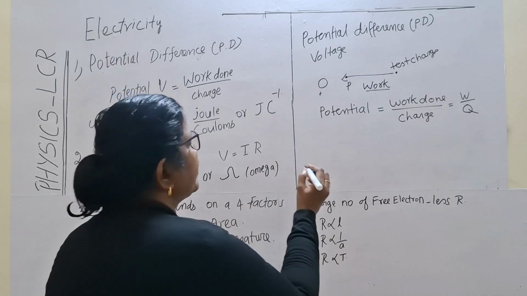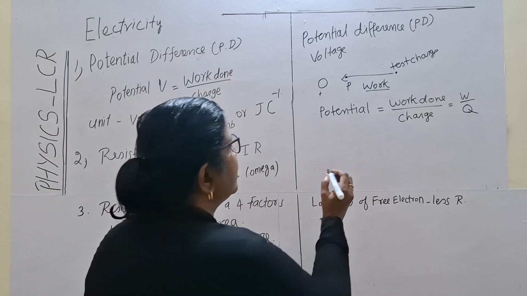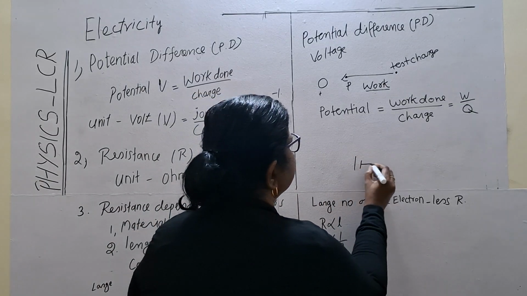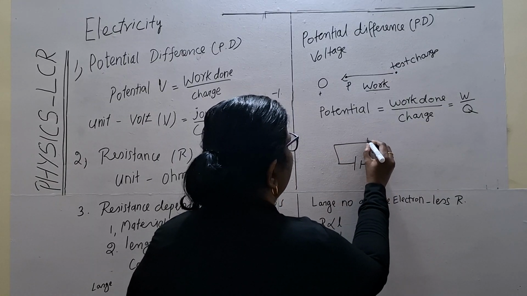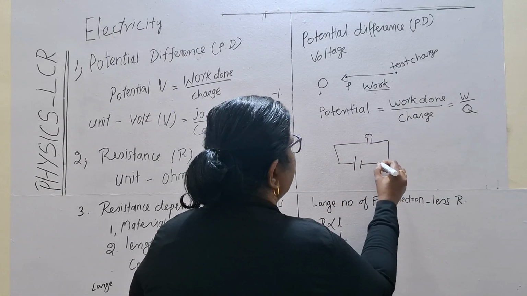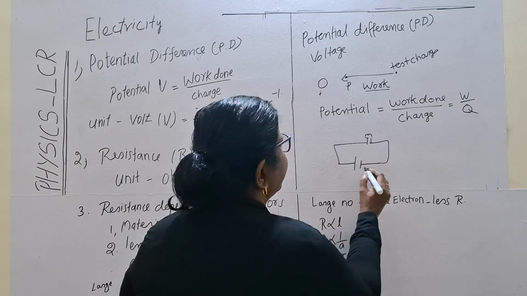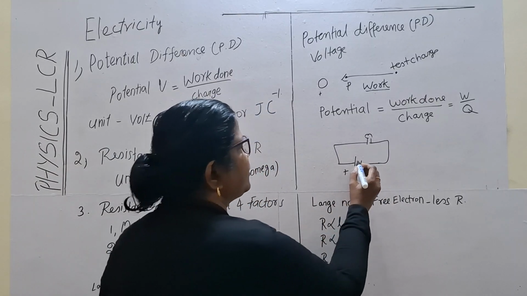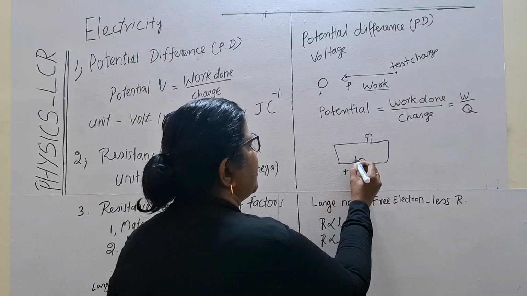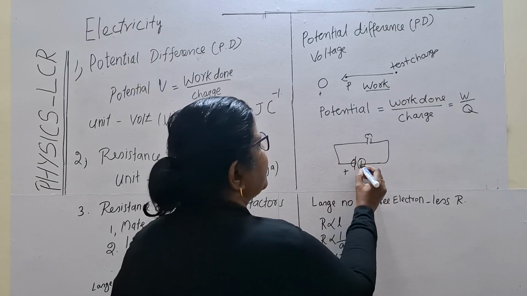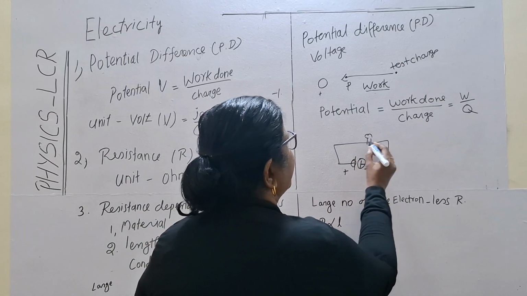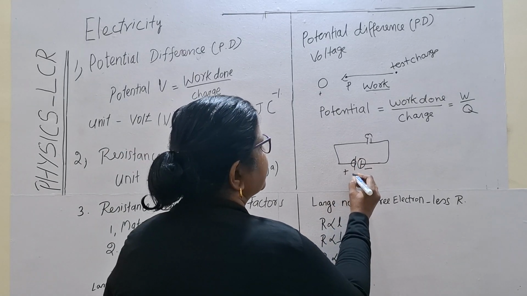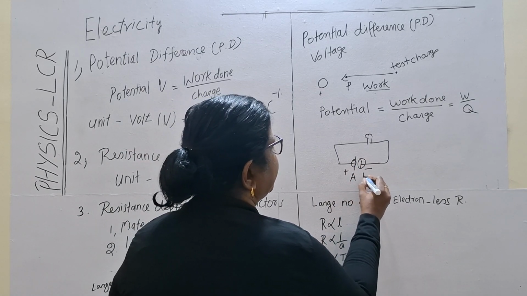So this is about one terminal. Suppose we have two terminals. Suppose we are considering a cell, with a negative terminal and a positive terminal. What is the potential on this terminal and on that terminal? The electron travels from the negative terminal to the positive terminal. These two points we consider as point A and point B.